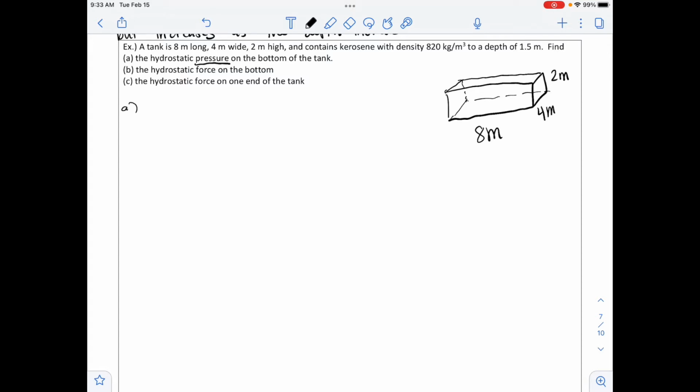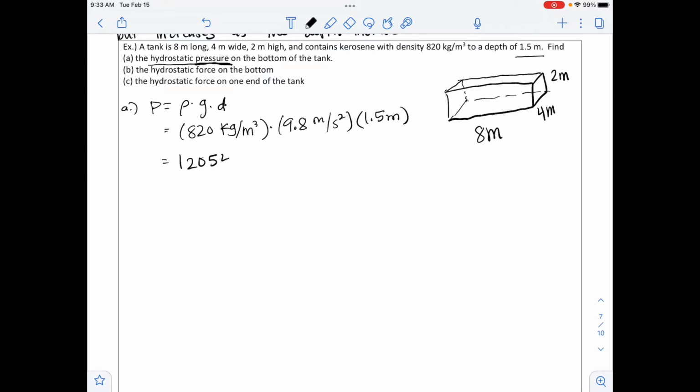And so part A is asking for the hydrostatic pressure. Our pressure is given from above. It's going to be rho times g times d. And we know that rho, the density of the fluid for this problem, is 820, and the units are kilograms per meter cubed, times g, which is 9.8 meters per second squared, times d, which is that depth. For this one, it tells us it's 1.5 meters. Working this out, we get 12,054. The units are going to be kilograms per meter second squared.